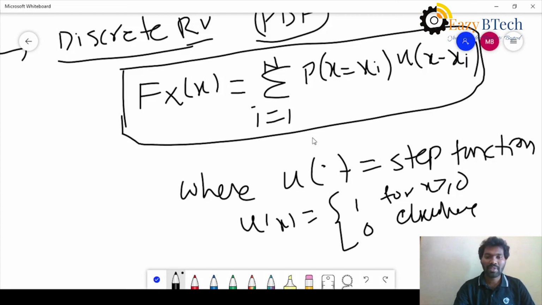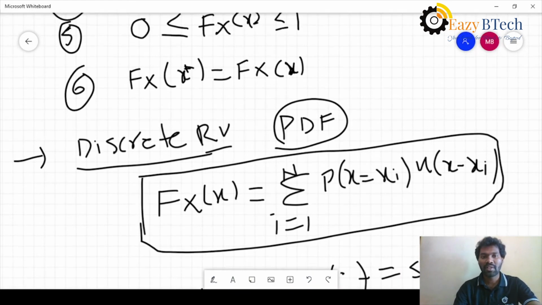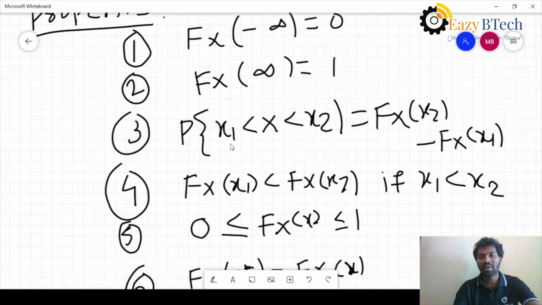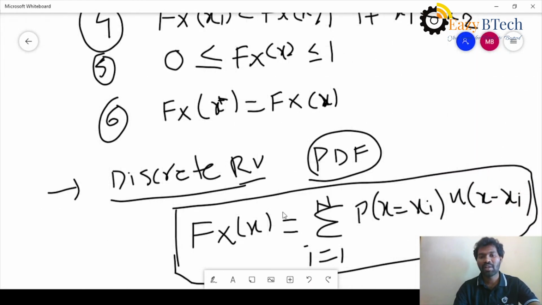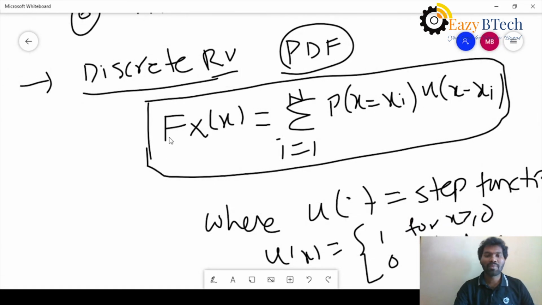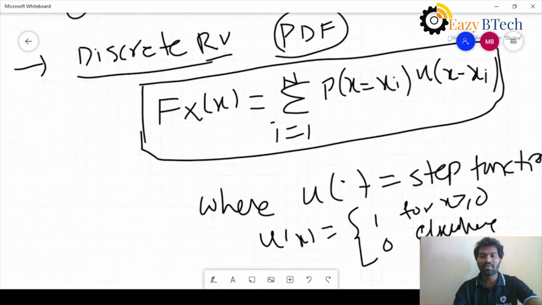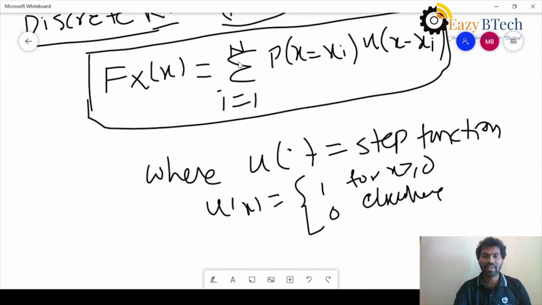So this concept is also very important. If they ask you to explain the probability distribution function, in that case you write the definition, you write the properties, and then you also write the probability distribution for a discrete random variable. So for the discrete random variable, F_X of x equals sigma i equal to 1 to n of P of X equal to x_i into u of x minus x_i, where u is the step function and it is defined like this.